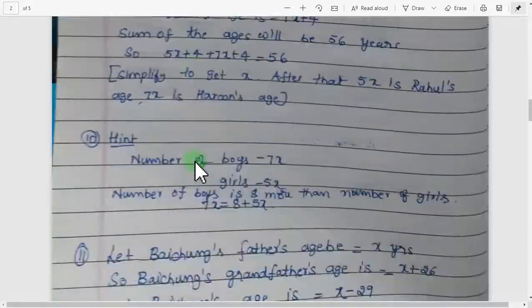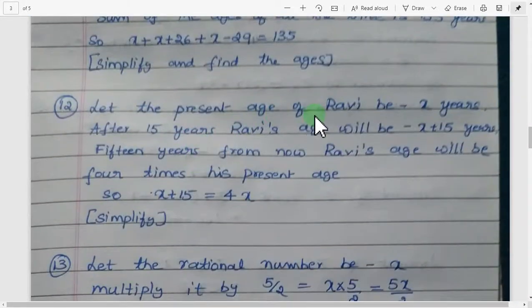Here, see, what we have to find out, we have to consider that as a variable. Let the present age of Ravi be x years. So as per this, what is the age after 15 years? x plus 15. For the present age if you add 15, you will get the age after 15 years. Here it is given 15 years from now, Ravi's age will be 4 times his present age. So after 15 years age will be x plus 15.